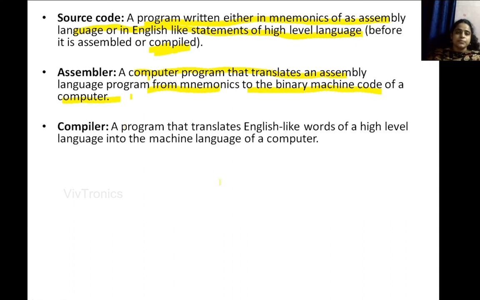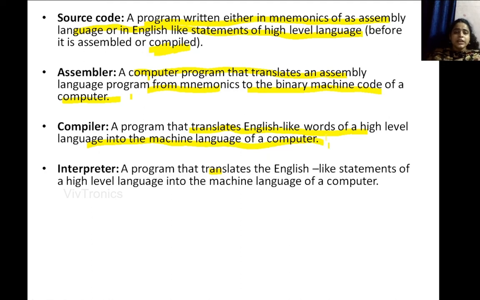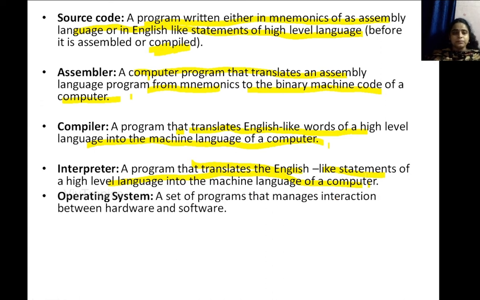Compiler is a program that translates English-like words of a high level language into the machine level language of a computer. Interpreter is a program that translates the English-like statements of a high level language into the machine level language of a computer. So interpreter and compiler both translate English-like high level language into machine level language. Okay, so both are the same.